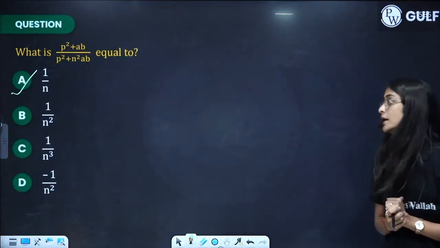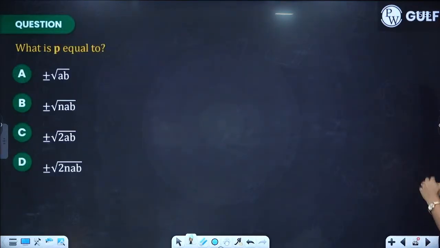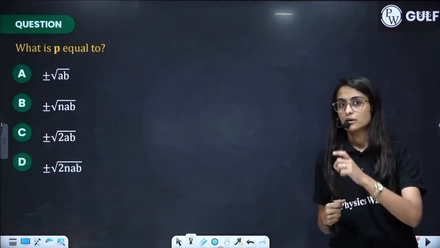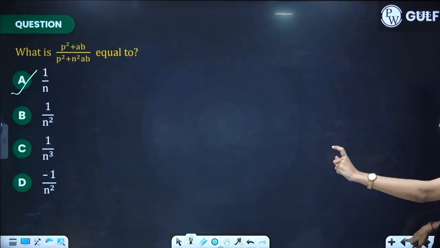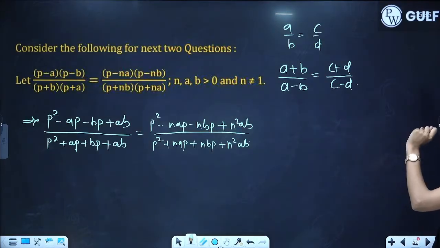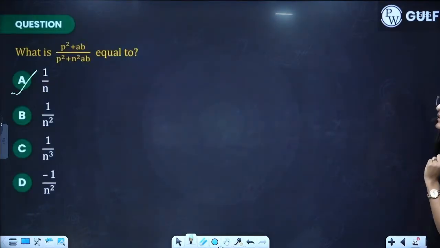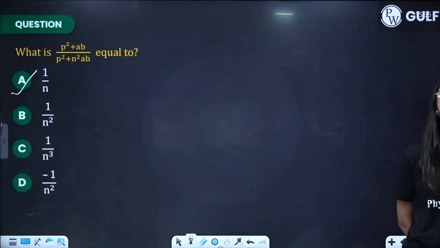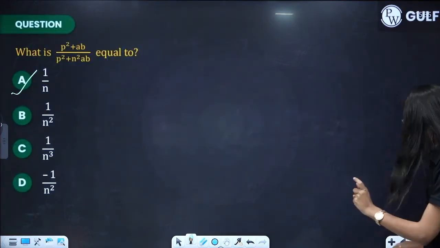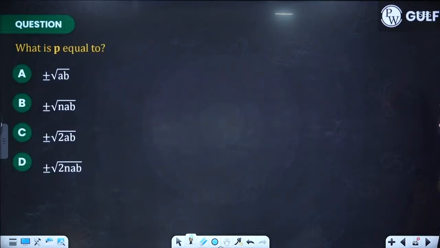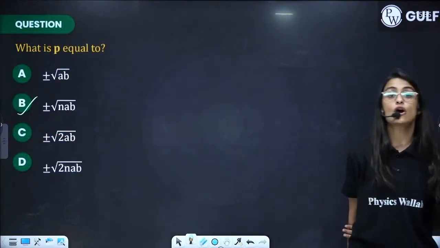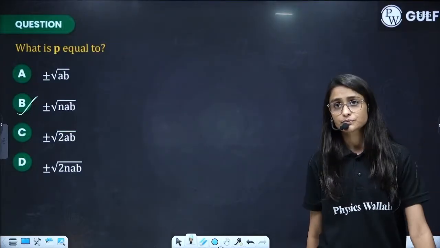Now by solving it further, what is p equal to? You have solved the expression by componendo and dividendo and found the answer for p square plus ab divided by p square plus n square ab. By solving it further, you will obtain the value of p, which will be your option B, plus or minus root of nab.